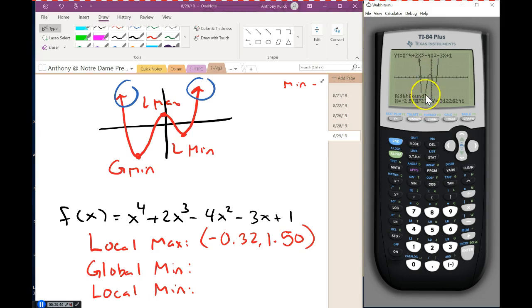So I'm going to move my cursor over onto that part of the graph right there. So right bound, pressing the right arrow. There's my little spider right there. I'll press enter. And then for a guess, it doesn't really matter where you pick your guess. I'll just press enter. So it tells me that global minimum is at negative 2.24, comma, negative 9.65.